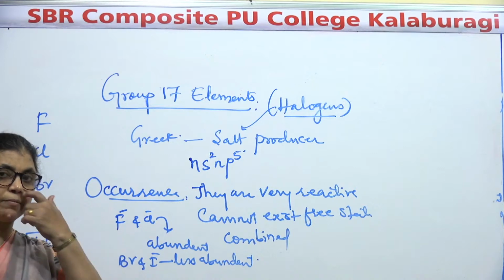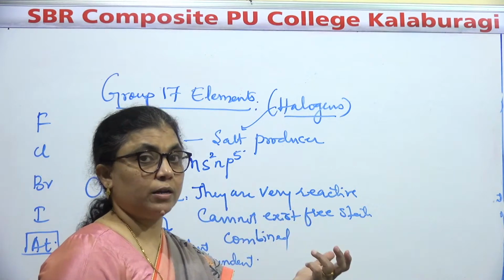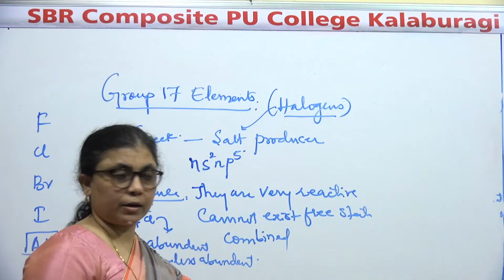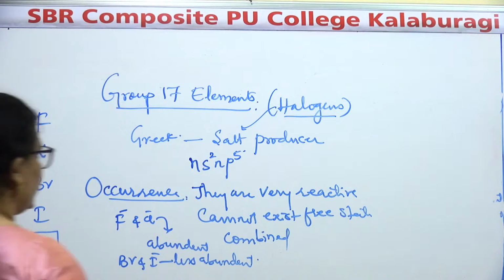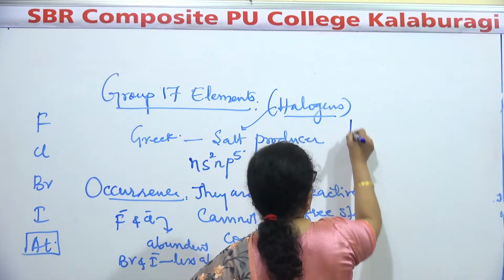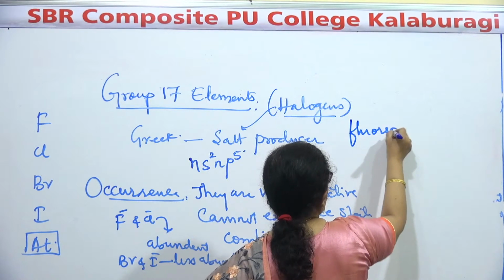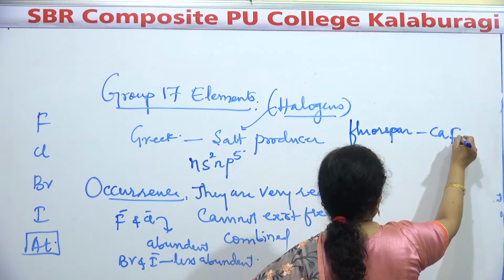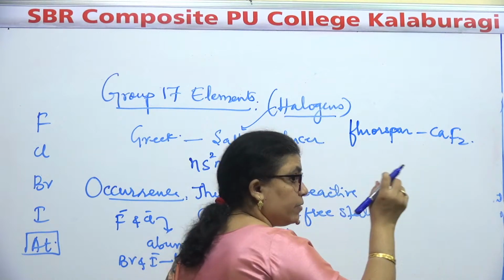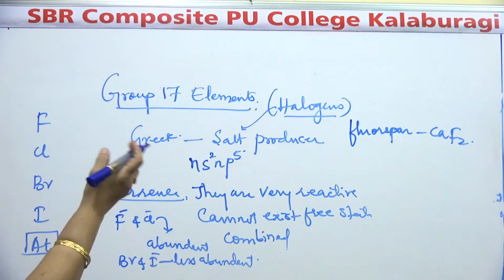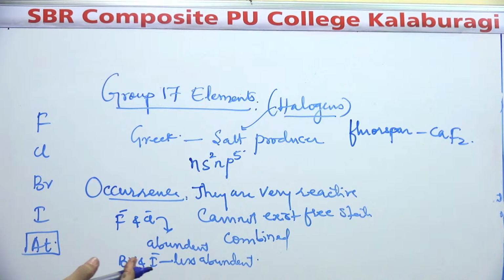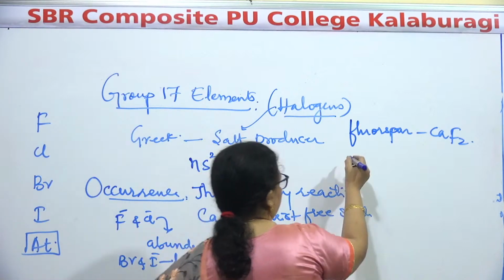Usually fluoride will be present as fluorspar, which we said in phosphorus. Even the fluoride content is present in bones and teeth. Like the fluorspar, calcium fluoride. We can also take cryolite, Na3Al(F6). Cryolite is Na3Al(F6).